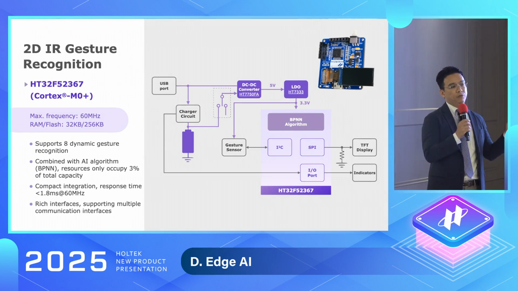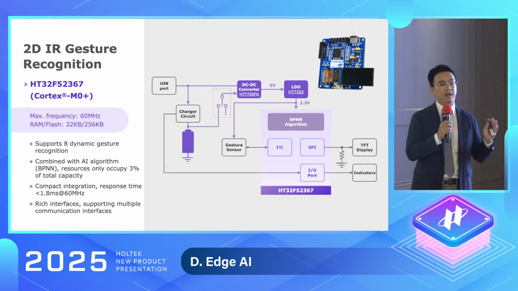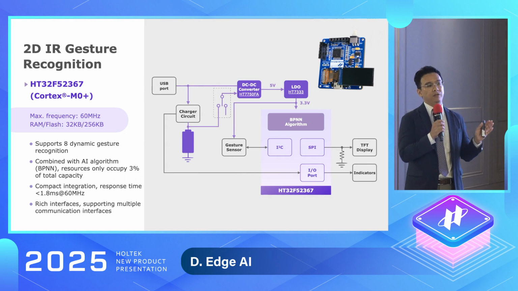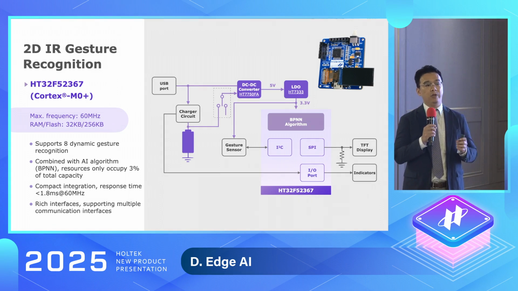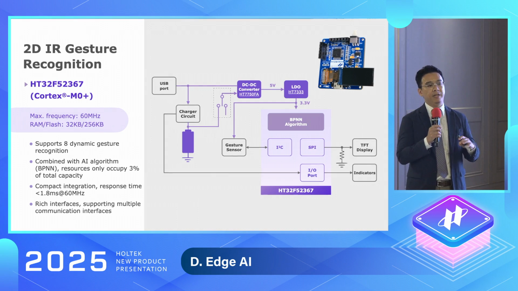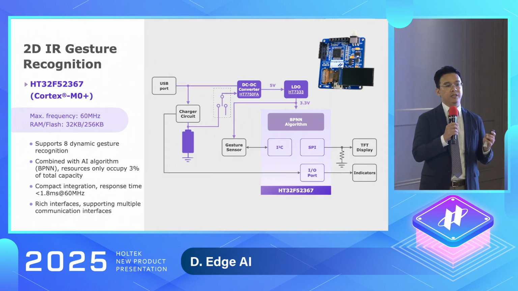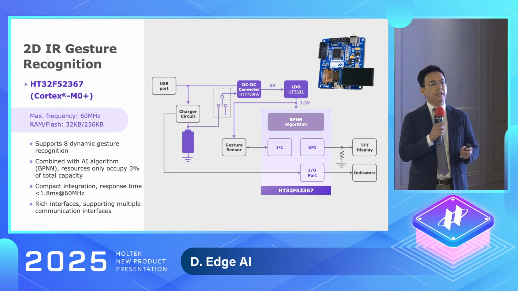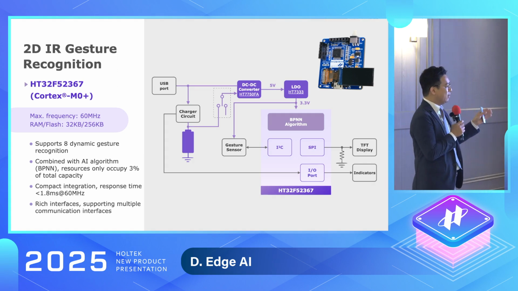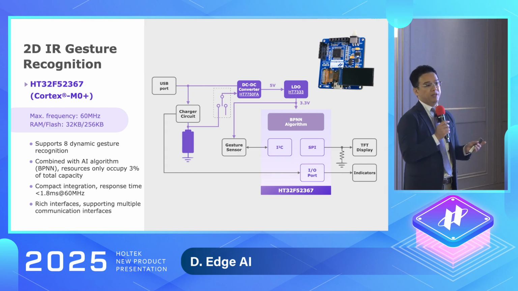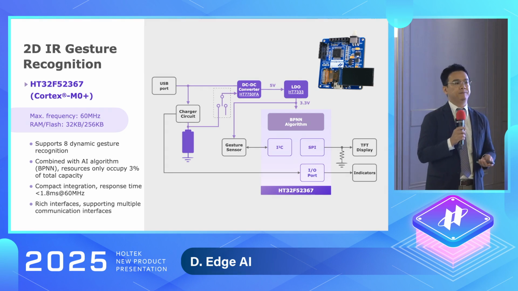We used our 32-bit M0 Plus core HT32F52367. And inside this MCU, we already have a BPNN algorithm embedded. And externally, it has a gesture sensor. And through the SPI, you can read your motion on the display. And here you can see more details about its superpower. It only occupies 3% of total memory capacity, and its response time is less than 1.8 milliseconds.